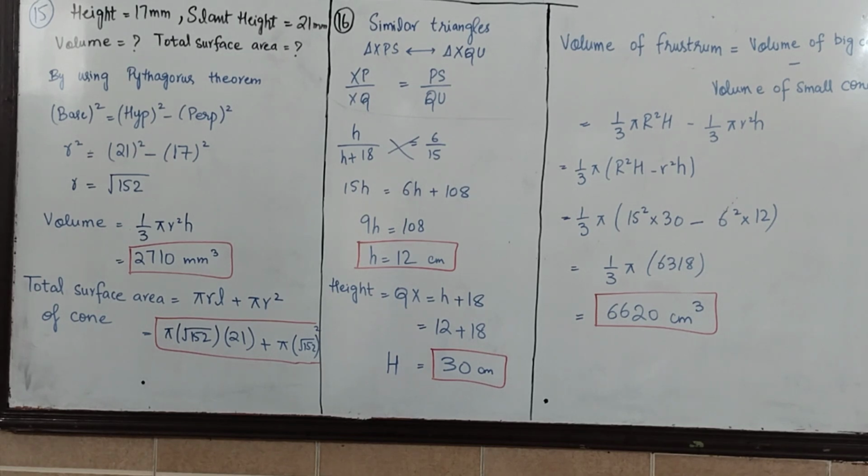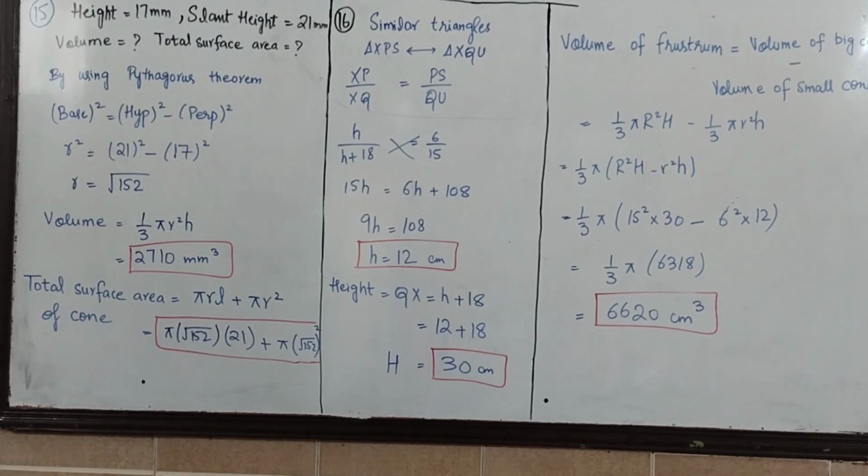For the volume of the frustum, you have to subtract the volume of the smaller cone from the volume of the bigger cone, and you will get the volume of the frustum. The volume formula is 1/3 pi r square h. We use the same formula, but for the bigger cone the radius is represented by capital R and the height by capital H, and the volume of the small cone is 1/3 pi r square h. In both terms you can see 1/3 pi is common. I have taken it out and put the rest of the things in the bracket. Now put the values and solve to find the volume of the frustum.